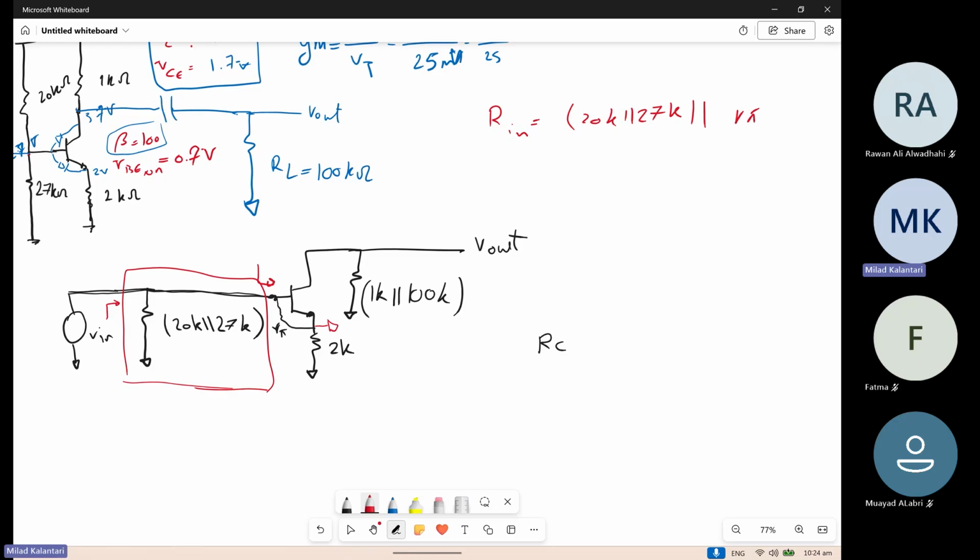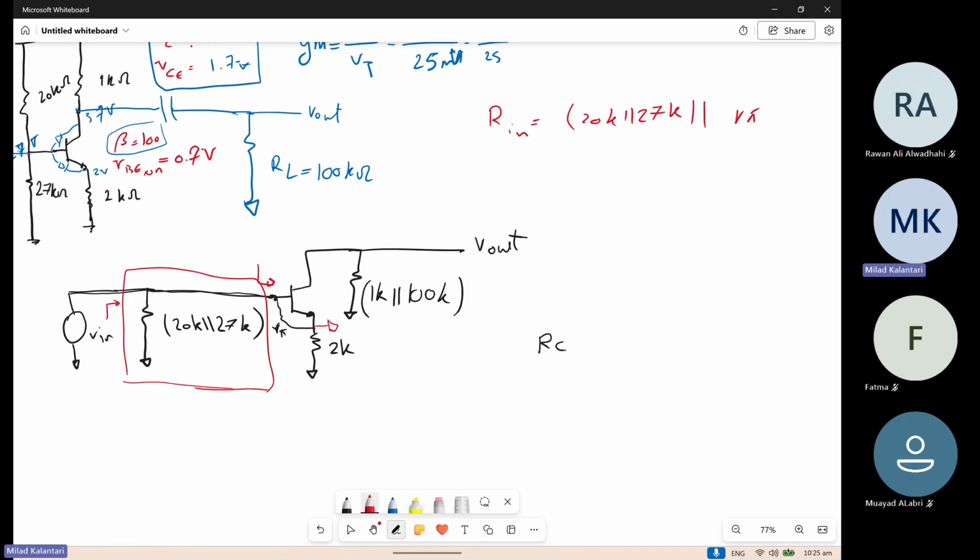Can you see it? Series with... It's not just series. So if you remember, this 2K is at the emitter, right? You can move it back to the base side.